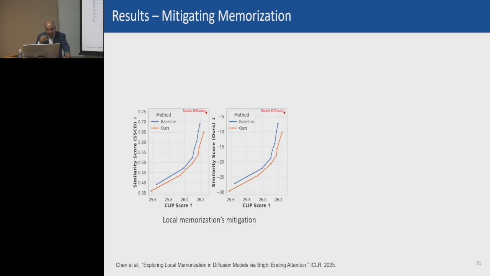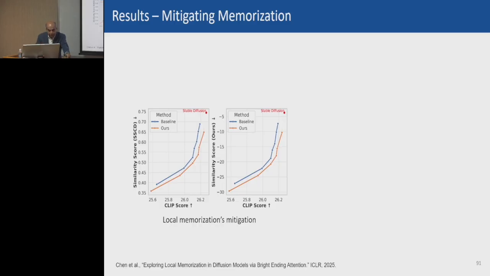Okay. So now again, we want to look at the trade-off curves. As you see here, the x-axis is the clip score, that is, how close the generated image is to the prompt. Clip score should be as high as possible, right? So you want to get an image which is close to the prompt. And then this is the similarity score, which indicates memorization. So from this one we want to be at this side, and from this one we want to go lower. So this is the compromise, the trade-off.